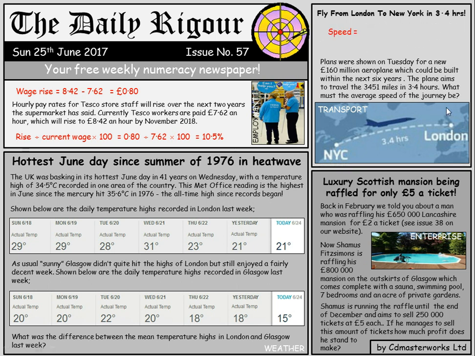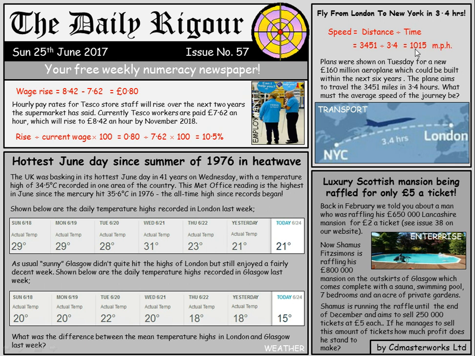Okay, so we're working at a speed, and of course for that we use the equation distance divided by time. The distance is in miles, the time is in hours, so we can just put it straight into a calculator like this. 3,451 divided by 3.4, they'd already put the time in decimal format for us, and that gives us an answer of 1,015. Now for the units, if the distance is in miles and the time is in hours, then the speed is going to be in miles per hour.